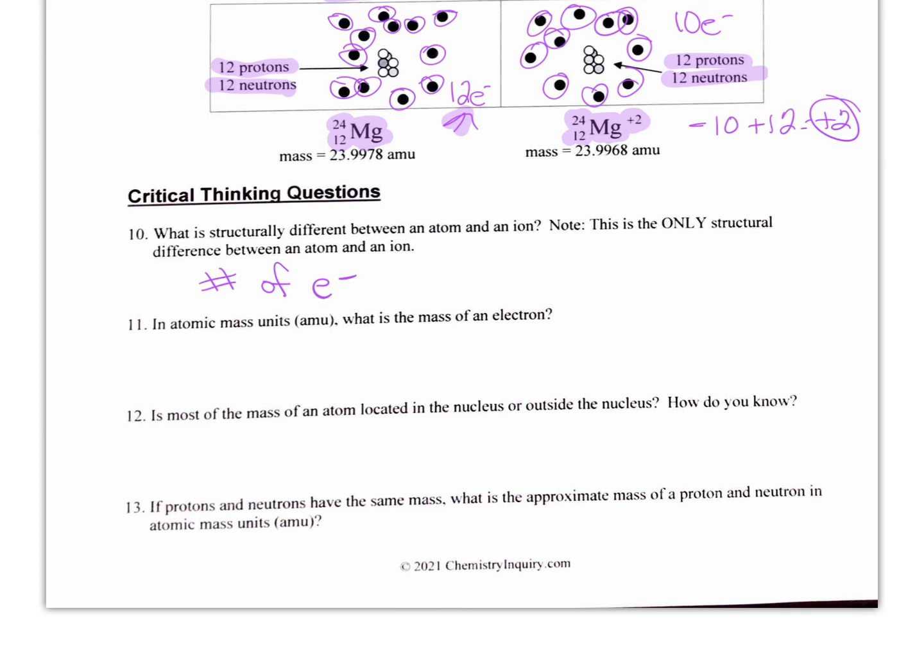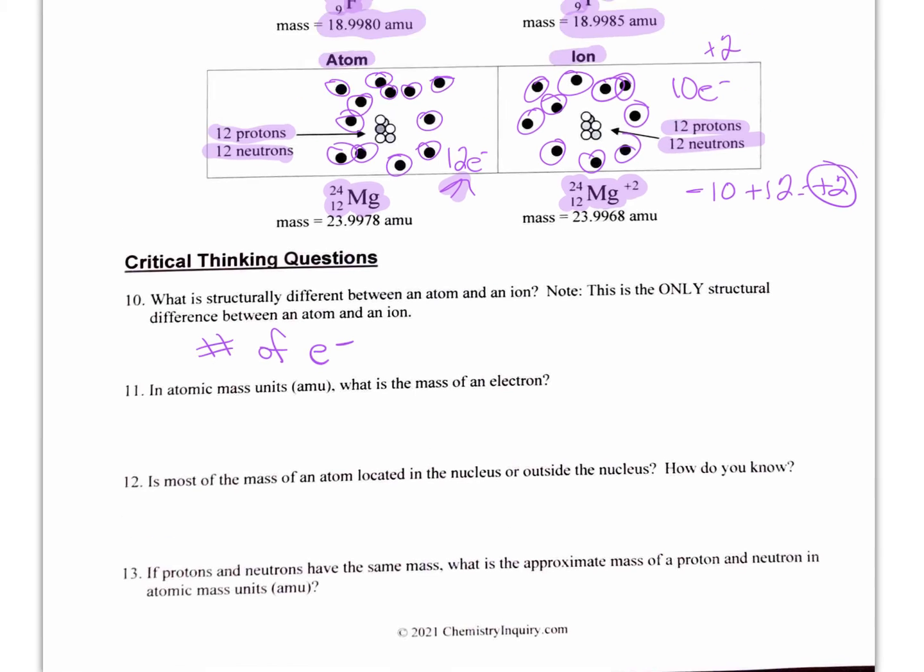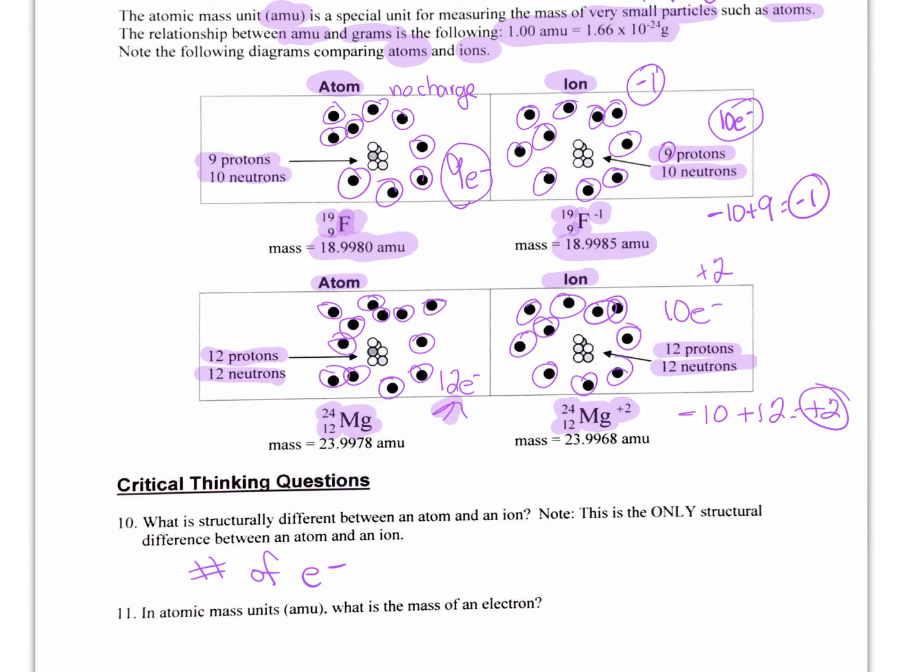Number 11, in atomic mass units, AMUs, what is the mass of an electron? So we need to look back at our information here. And I'm going to look at fluorine because only 1 electron was added, so it'd be pretty easy to figure out the mass of 1. I'm going to take this mass, 18.9985, and I'm going to subtract the other mass. And that will give me the mass of this one little electron.